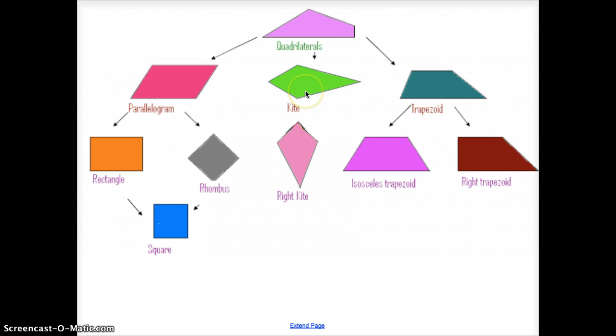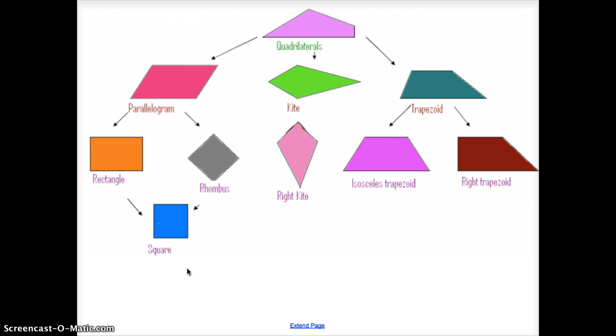A kite is a certain figure where adjacent sides are congruent and the diagonals form 90-degree angles. A trapezoid has one pair of parallel sides, and an isosceles trapezoid has the non-parallel sides congruent, whereas a right trapezoid has one side perpendicular to both parallel sides.